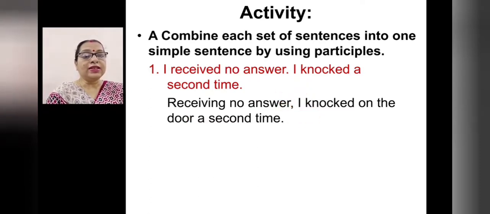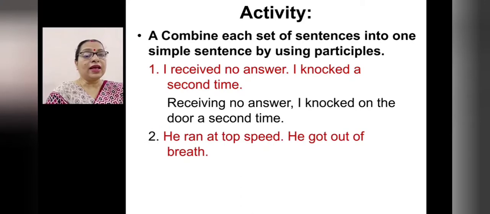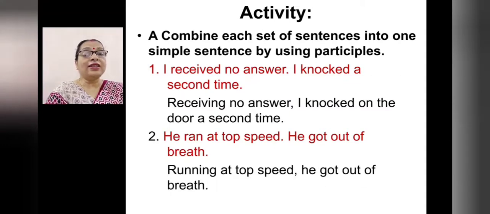Next sentence. He ran at top speed. He got out of breath. What is the answer? Try to find out the answer. Got the answer? Running at top speed, he got out of breath. So ran will be running, ing. So participle here. And then you have to retain this one. So he got out of breath will be like that.